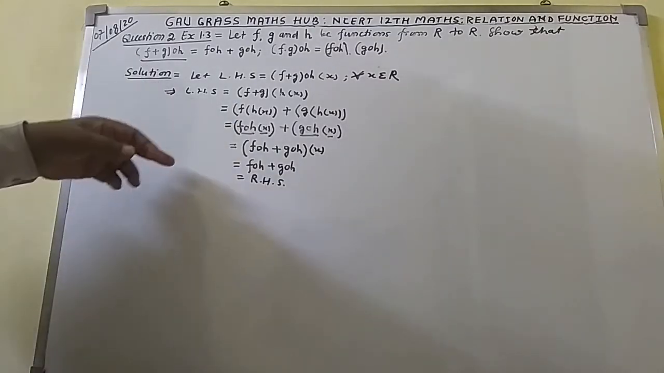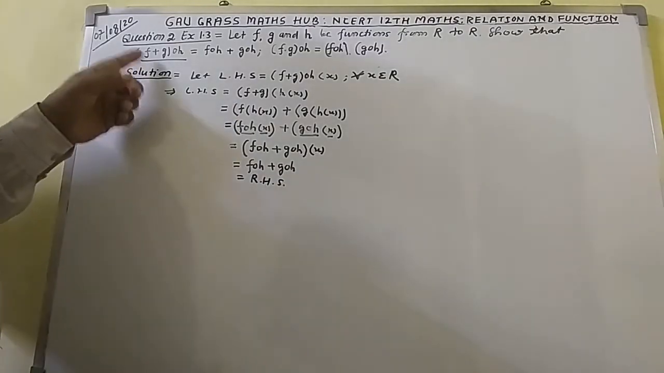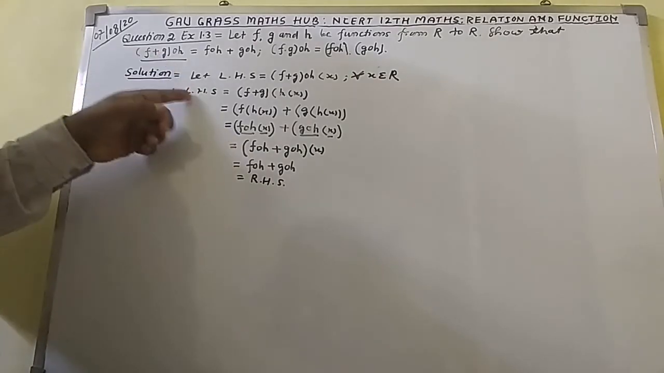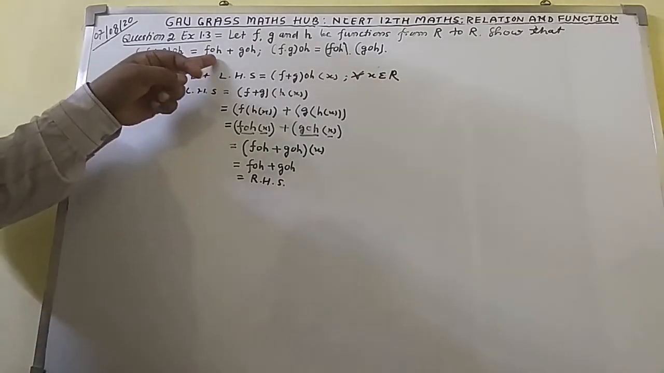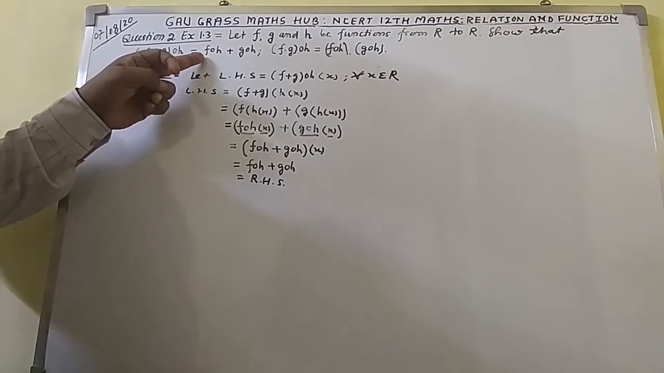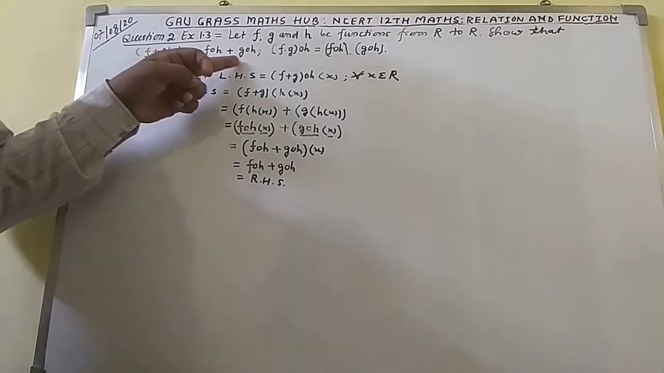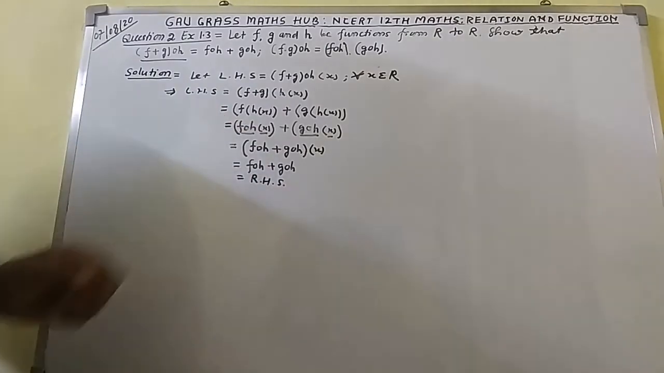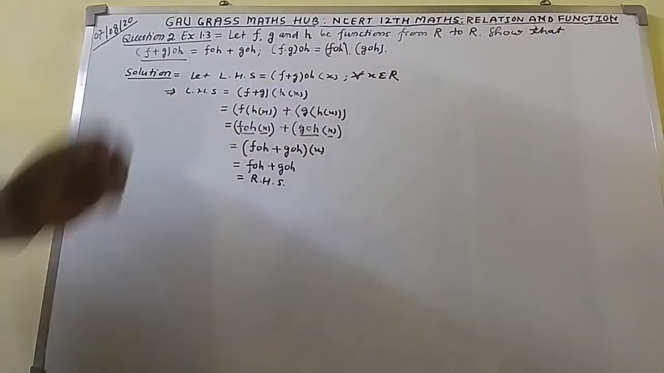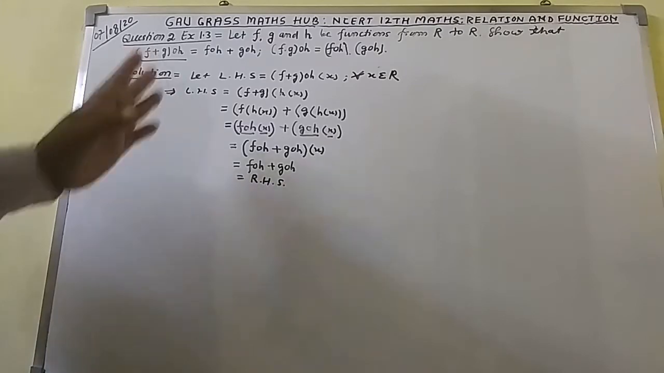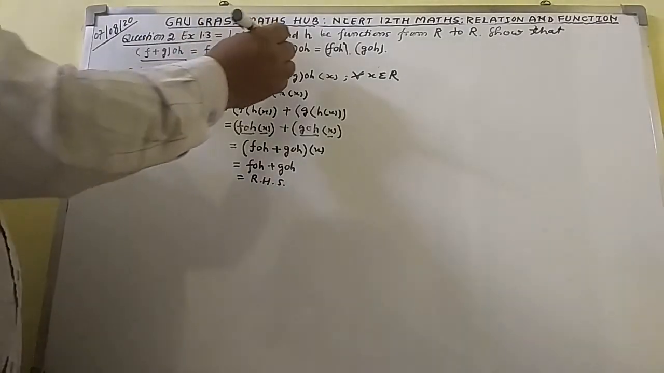In this way I have proved that this is the term given in LHS, and this is the term given in RHS. So I have got f of h plus g of h. So LHS is equal to RHS. Proving has been done. Now come to the next one.